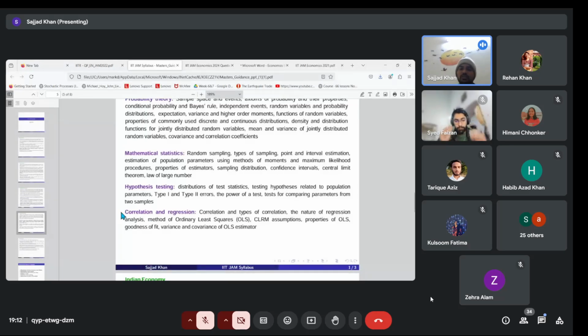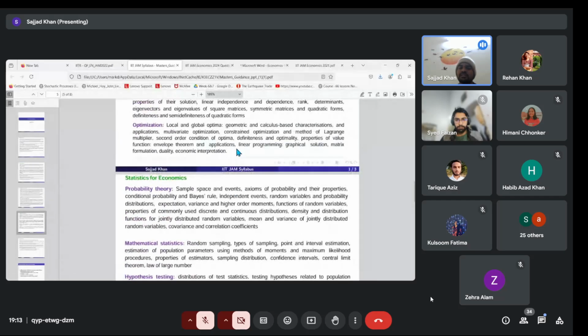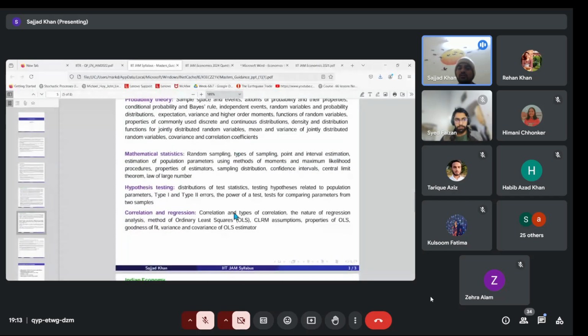Now correlation and regression in OLS. This topic is actually from econometrics, so don't worry, it is not much. It is very basic knowledge about OLS. If you know basic statistics, you will know about OLS.